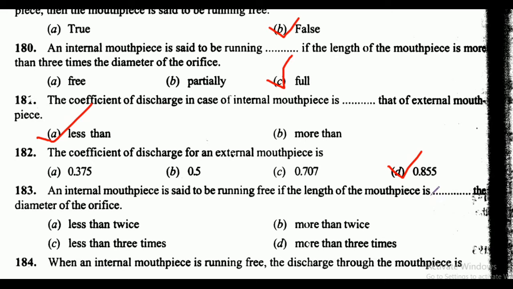Okay, next is: an internal mouthpiece is said to be running free if the length of the mouthpiece is dash the diameter of the orifice. Here, friends, these are the options, and here the correct answer is option C, that is less than 3 times.